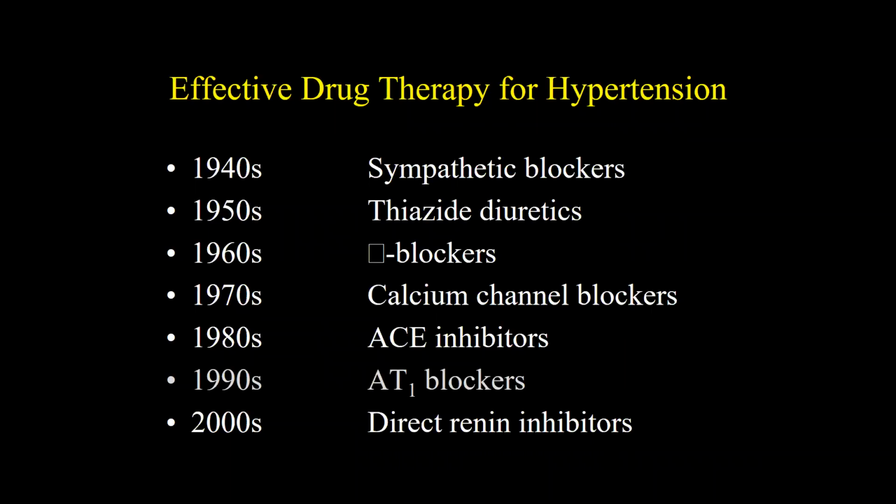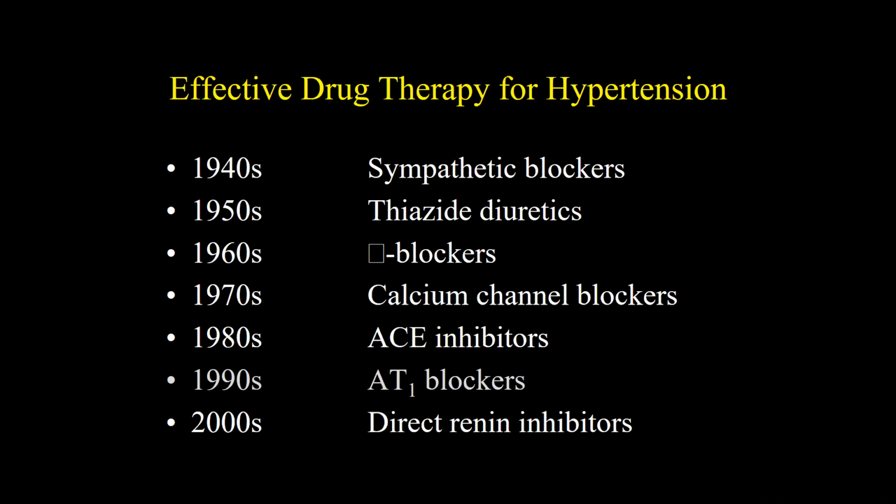Over the following years, we've had a new drug to treat hypertension almost every decade. We started with sympathetic blockers and thiazide diuretics. The reason we started with those is that they targeted the physiological systems that we knew were involved in regulating normal pressure. We then went on to beta blockers in the 60s, calcium channel blockers, ACE inhibitors, angiotensin II receptor blockers, and finally in the 2000s direct renin inhibitors.